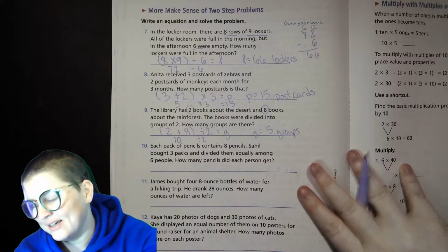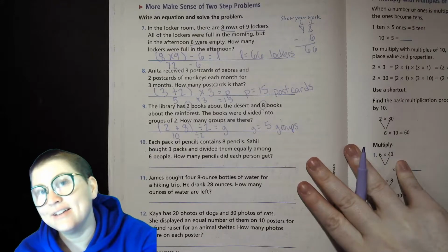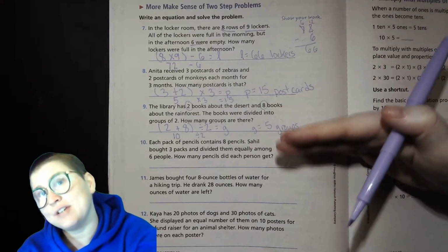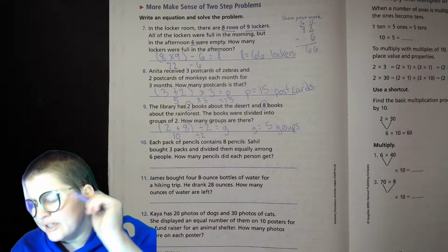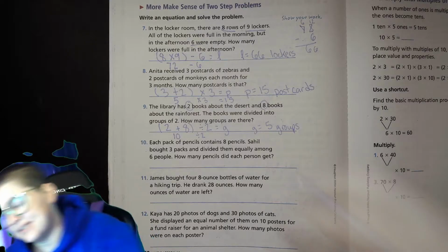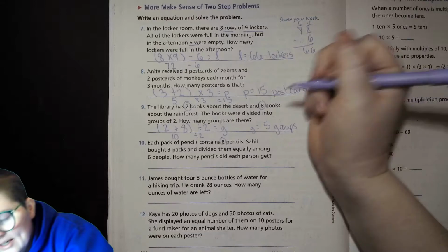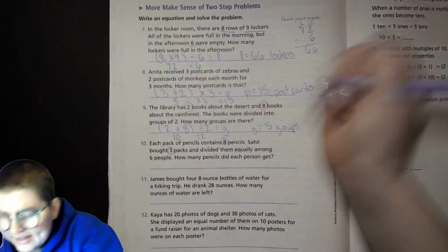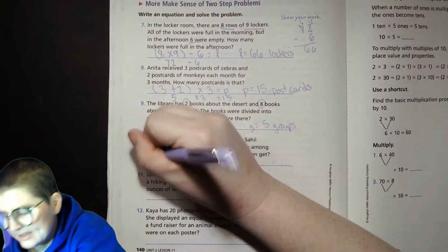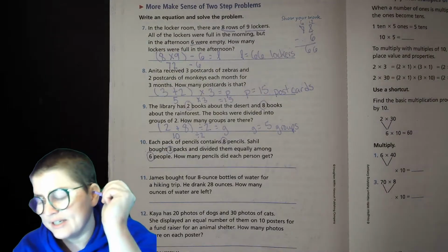Okie dokie. Number 10. If you haven't gone on your own yet, go ahead and give it a shot. Be brave. You'll be fine. Each pack of pencils contains 8 pencils. Sahil bought 3 packs and divided them equally among people. How many pencils did each person get?